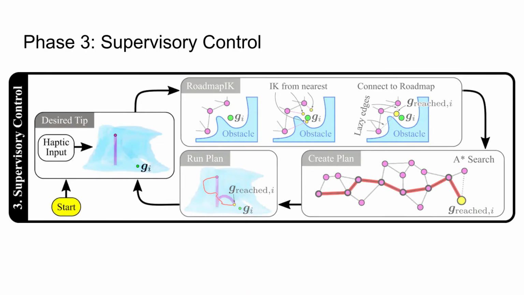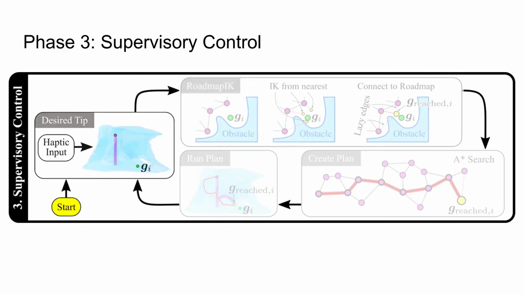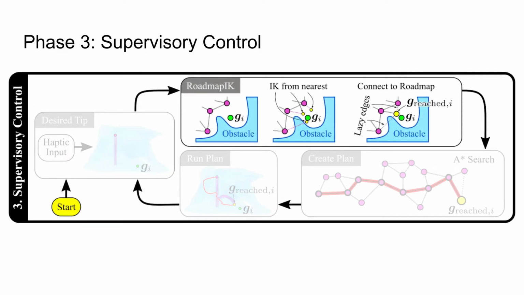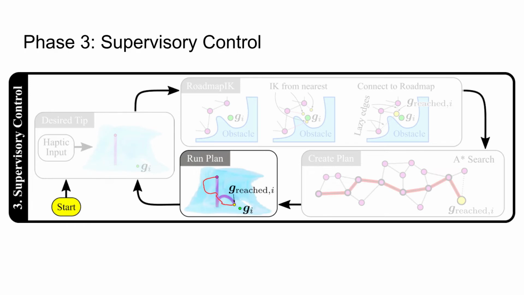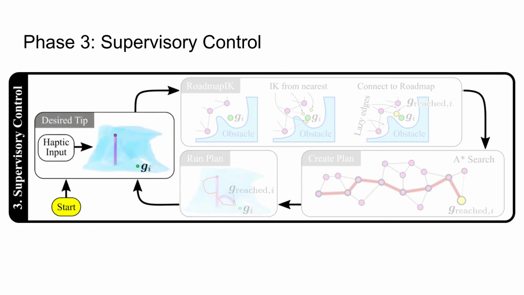The clinician provides a desired robot tip position. We run our roadmap-IK algorithm to generate a goal configuration. We generate a plan over the graph to the new goal configuration, execute that plan on the robot, and wait for the next desired tip position.